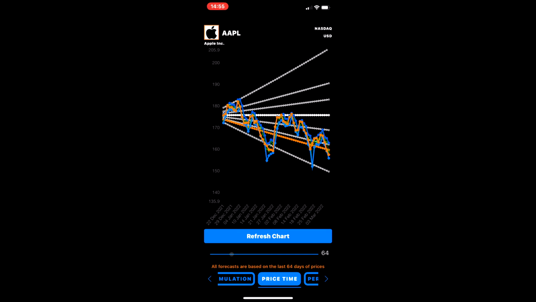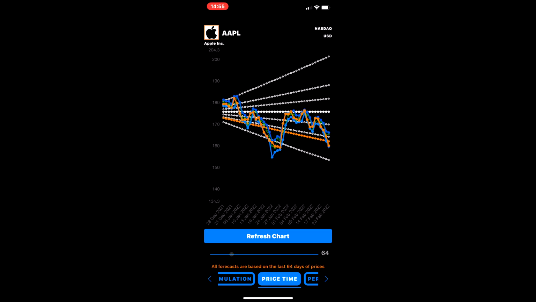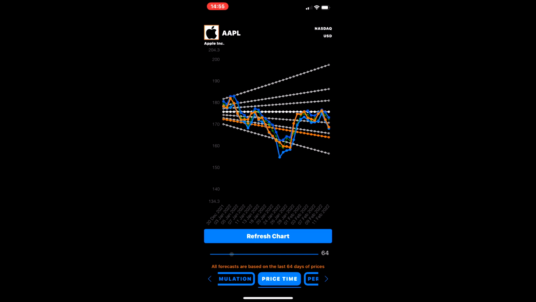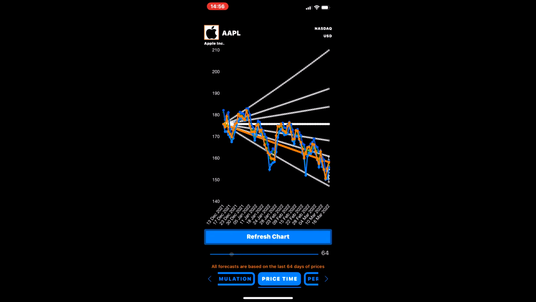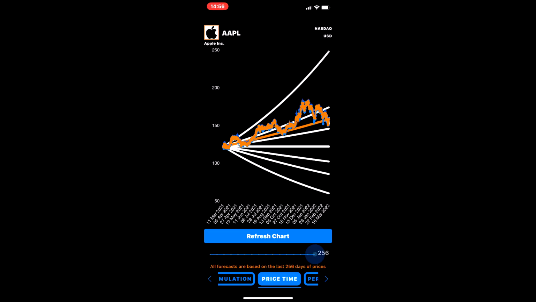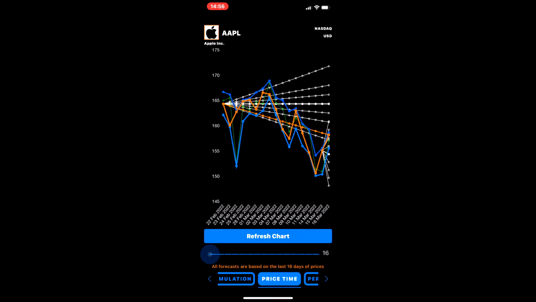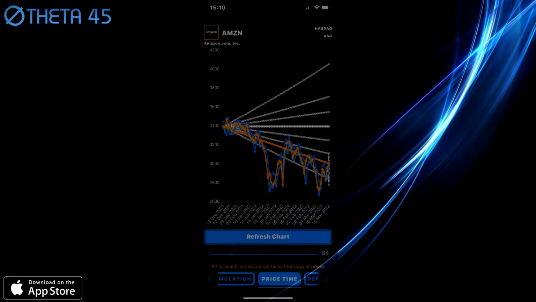You can zoom into and pan across the chart by pinching and sliding your fingers across the screen. The refresh button updates the chart with the latest price if the market is still open. And adjust the blue slider to control Theta 45's forecast model and the number of days displayed on the chart. This is no ordinary price chart.